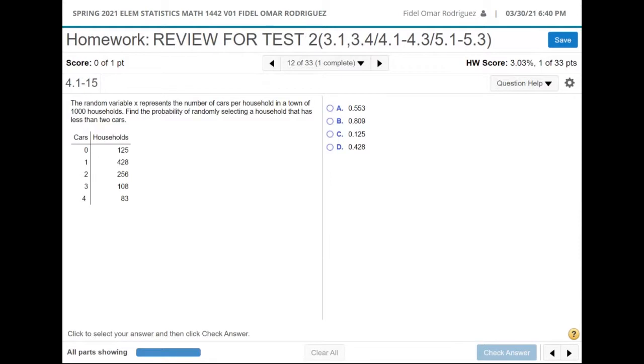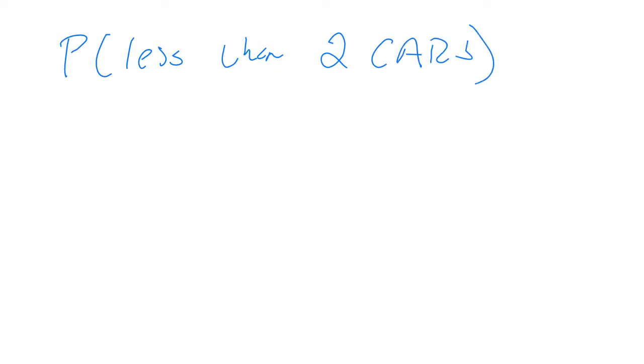Okay, so let's take a look at number 12. It says the random variable x represents the number of cars per household in a town of 1,000. Find the probability of selecting a household that has less than 2 cars. I'm going to stop sharing this screen and share my dry erase board here. It says find the probability that we have less than 2 cars.